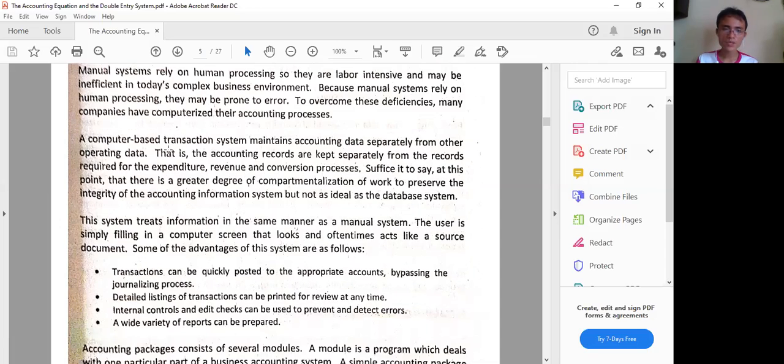All right. So a computer-based transaction system maintains accounting data separately from other operating data. So this means that accounting records are also kept separately from the other records. In fact, these expenditure, revenue, and conversion are still within the accounting, but they are separated from the other functional departments like human resources, purchasing, information technology, and so on. Basically, it's just the same as the manual system, except again that the processes now are with the usage of computers. So it's now computerized.